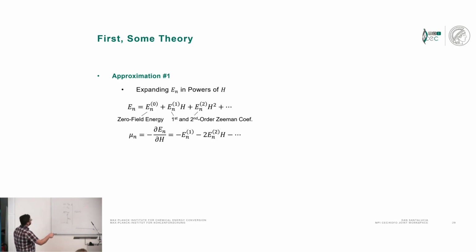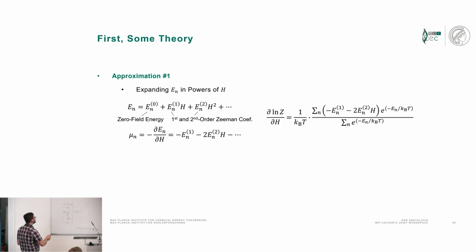The first is I'm going to do a Taylor series expansion of these quantized energies in powers of field. So we have this first term, which is the zero field energy. And then we have first order Zeeman coefficients, second order Zeeman coefficients, and all these higher terms. I'm going to neglect anything above the second order. That's an approximation. And now I can take a derivative with field. Well, this term goes away, there's no field, so it's minus that, and then the 2 comes out front. Okay, so this is what the quantized magnetic moment looks like in that expansion. And again, all these higher order terms, let's ignore them. And it's negative, so that's why we have negative signs.